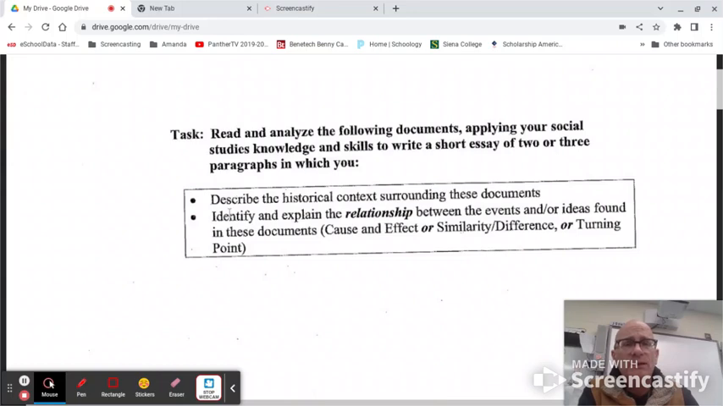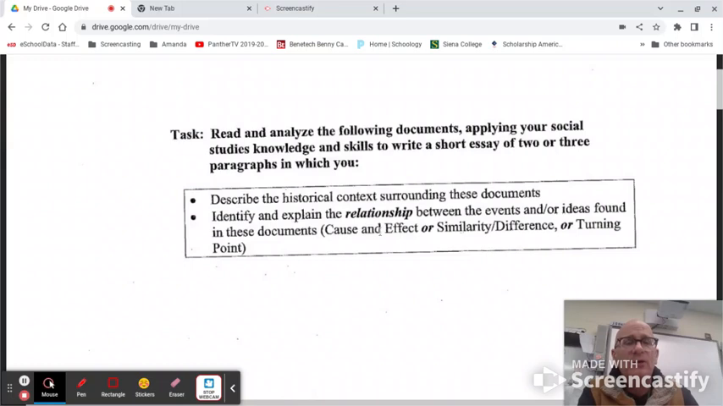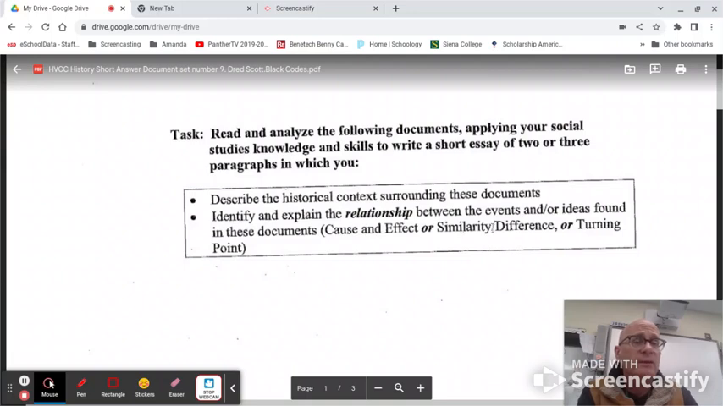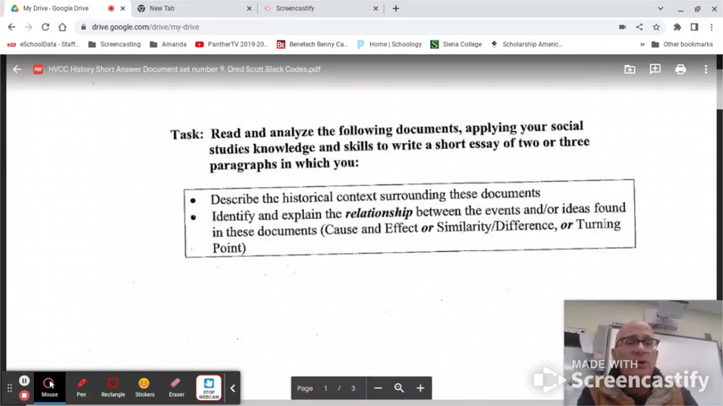short answer essays, I would like you to mix up from document set to document set. In other words, if we do another document set next week, and you do cause and effect, for example, for one document set, then do similarity or difference on the next, or then do turning point. I'd like you to become proficient in each of the 3 ways of identifying and explaining the relationships. Don't always rely on cause and effect, in other words, or similarities or difference, or turning point.